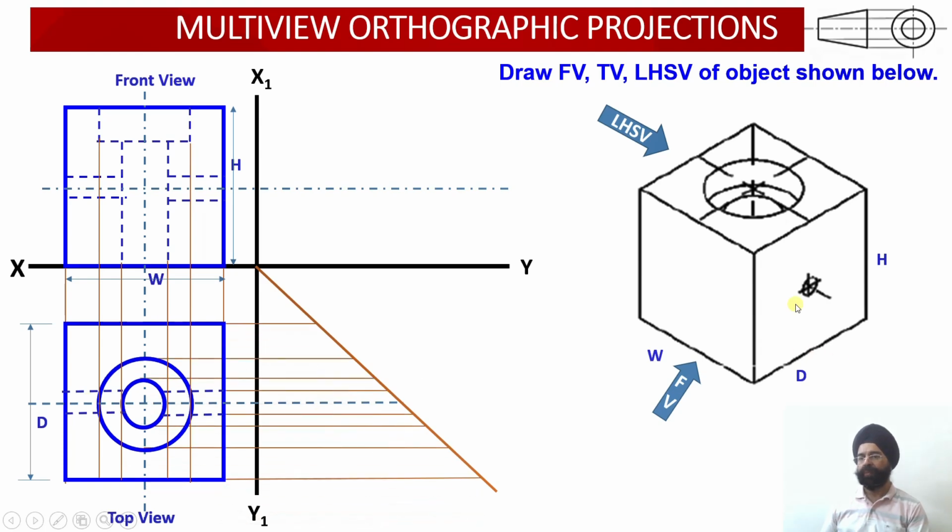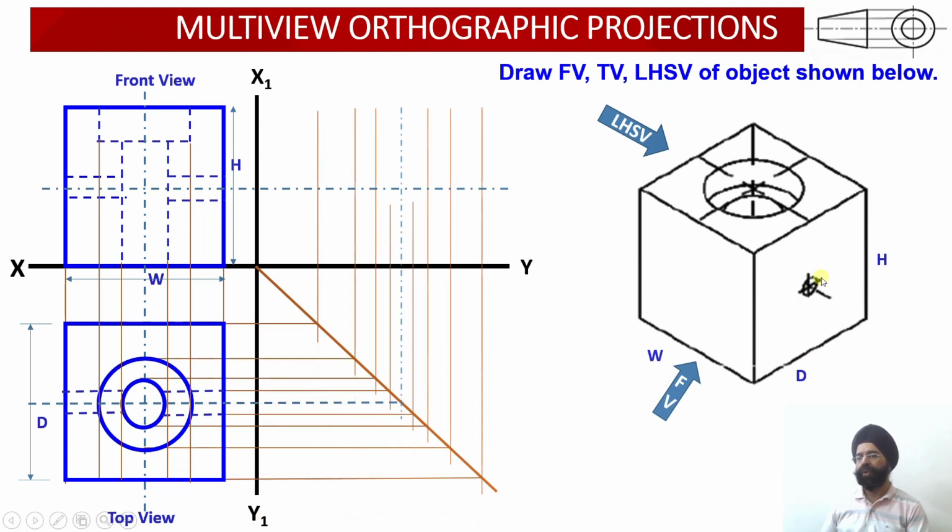Next one, from the side. So for the side view, I am looking from the right side. I am looking from the left hand side. Please check, I am looking from the left hand side because I am required to draw the left hand side view. So since I am looking from the left hand side, this view is similar to the other view, even though it's not visible, right?